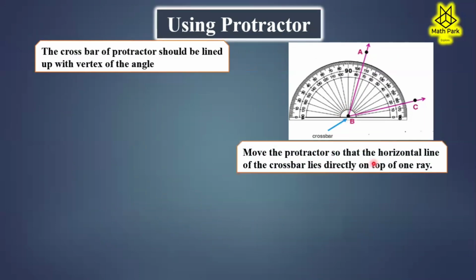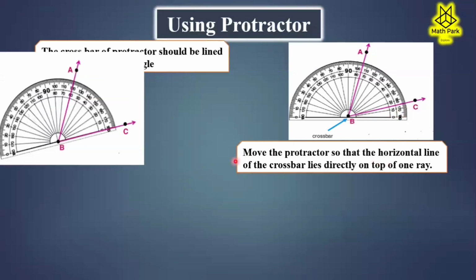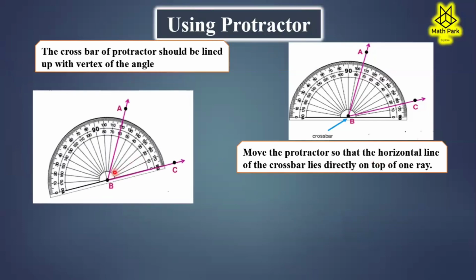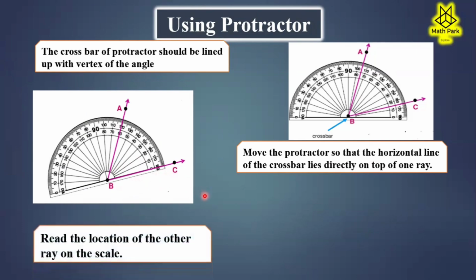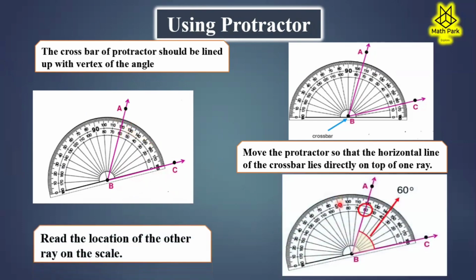Further then, we move the protractor so that the horizontal line of the crossbar directly lies on the top of one ray, the way shown in this diagram, like BC is lying on the horizontal line of the crossbar. Now we read the location of an angle. So this is an angle and it measures, it starts from 0. The baseline starts from 0, so we see the inner scale here. So this is 60 degree.